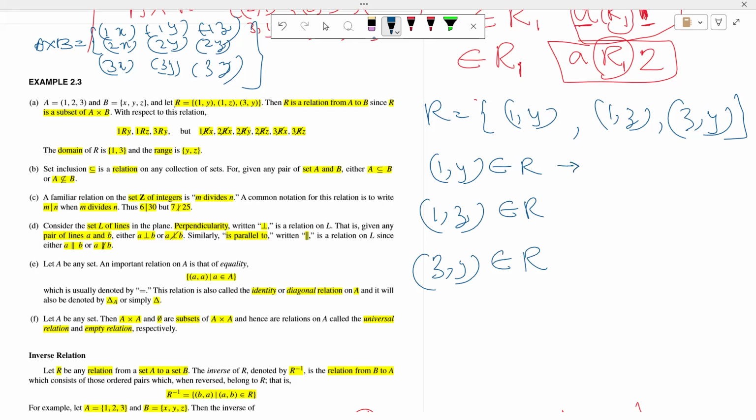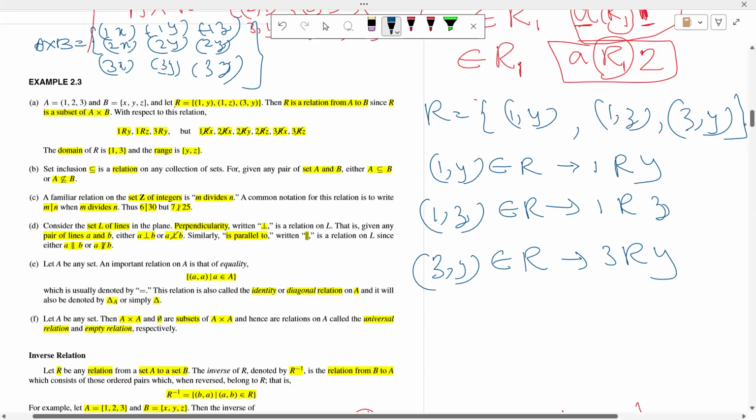Also, we can write this way, right? 1 related to y. Similarly, 1 related to z. Similarly, 3 related to y, right? Now, this relation R contains only three elements. Now tell me, how about 1 and x? How about 1 and x? The pair 1 and x is not in the relation R, right?